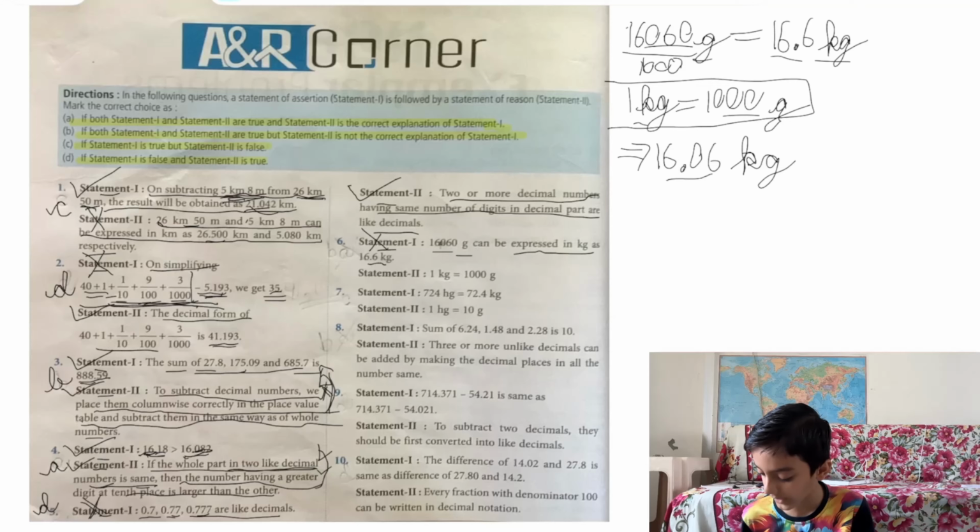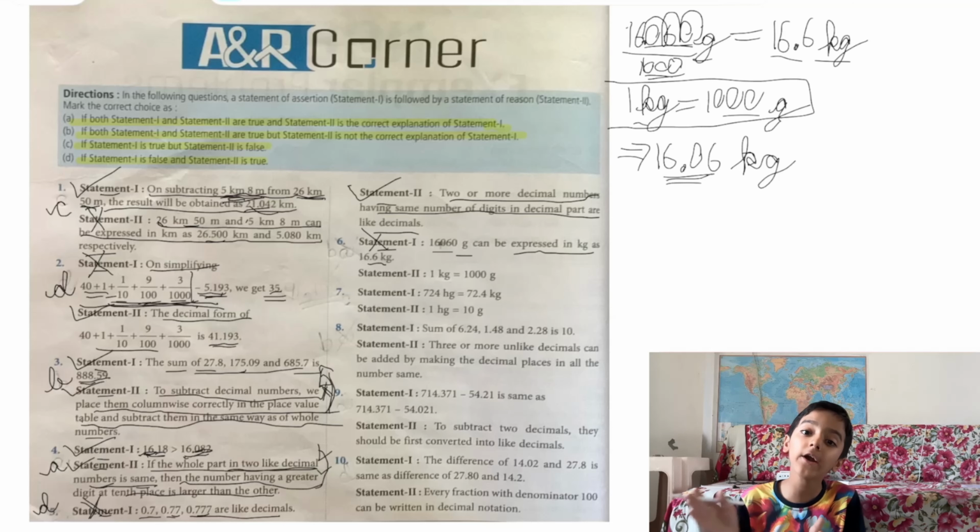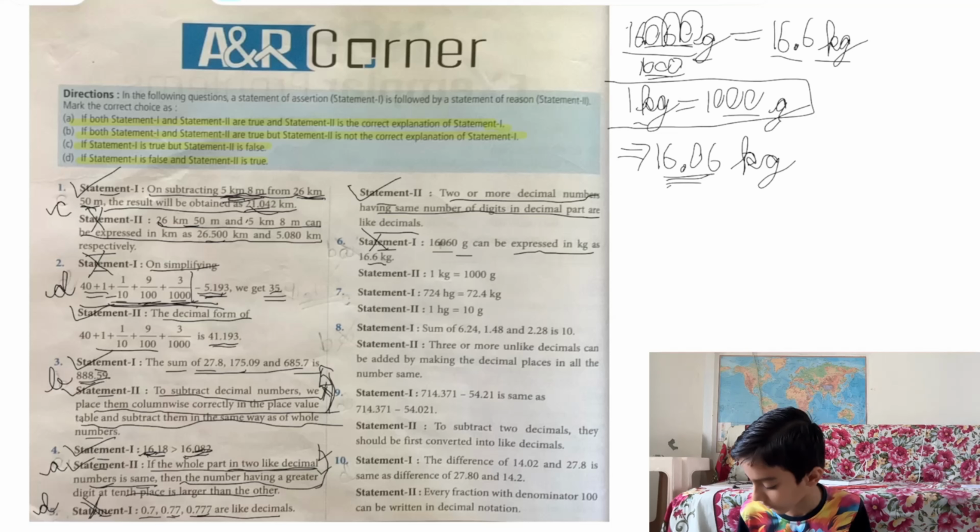And here how I converted from this fraction to decimal? Here in the denominator there were 3 zeros. So in the numerator I shifted the point 3 places to the left. So first place, second and third. So here I placed a point, so 16.06. And here I can remove the 0 because this 0 was at the end of the decimal, and zeros at the end of the decimal do not matter. So when I convert this 16,060 gram, the result is coming 16.06. And when they convert, it is coming 16.6. So here statement 1 is wrong.